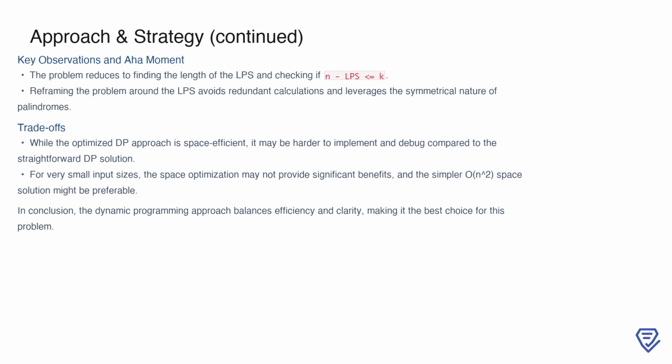However, there are trade-offs to consider. While the space-optimized dynamic programming approach saves memory, it may add complexity to implementation and debugging. For smaller inputs, the simpler O(n squared) space solution might be sufficient, as the memory savings from optimization are negligible. Ultimately, the dynamic programming approach balances efficiency and clarity, making it the best choice for solving this problem. It avoids the exponential complexity of brute force methods and provides a structured way to determine if the string can be transformed into a valid palindrome within the given constraints.